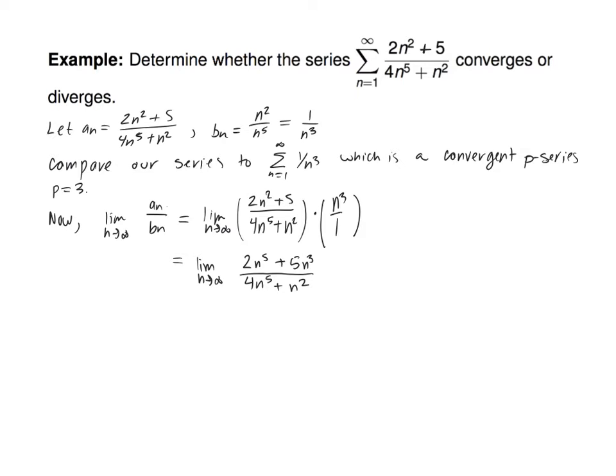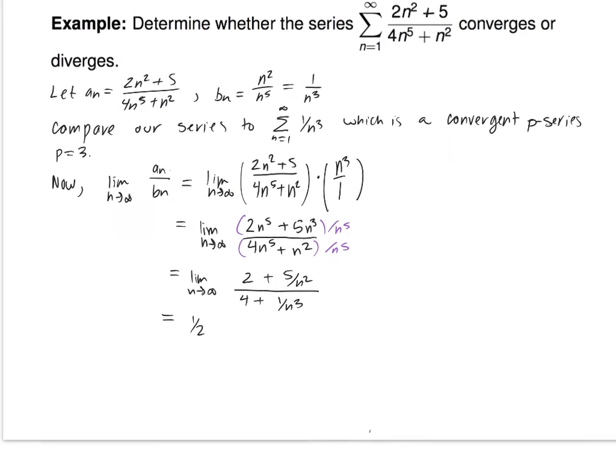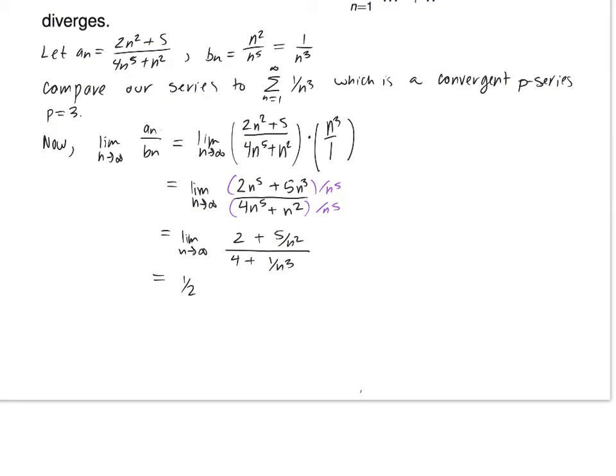Okay, so in terms of actually showing a little bit of work, you have to divide by n to the 5th, right? So it looks like 2 plus 5 over n squared over 4 plus blah, blah, blah, 1 over n cubed, which equals 1/2. Did you guys buy that?